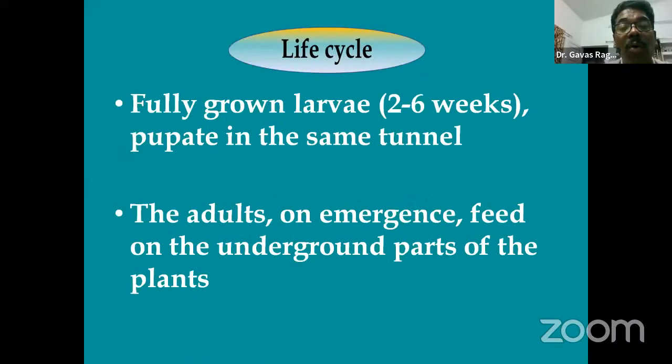The fully grown larvae take 2 to 6 weeks to complete the life cycle and pupate in the same tunnel which it makes in the comb. The rhizome weevil, as the name indicates, attacks the rhizome only. That is the underground part of the banana, which is below the ground surface. So as the name indicates, the rhizome weevil attacks the rhizome.